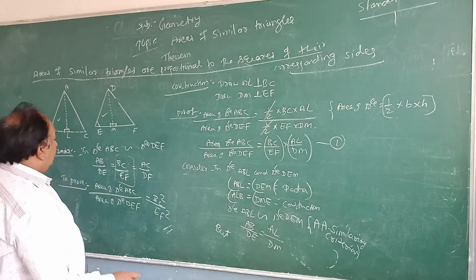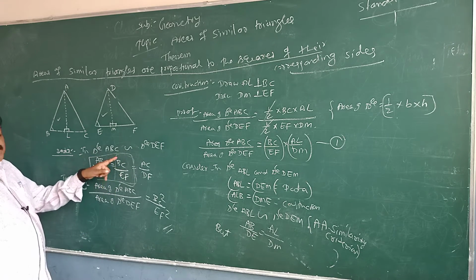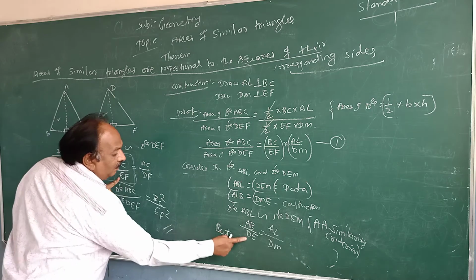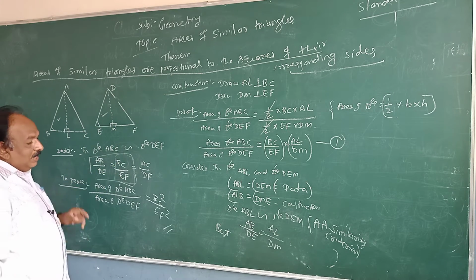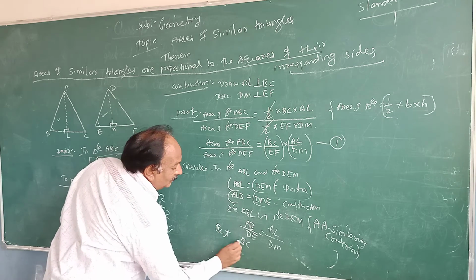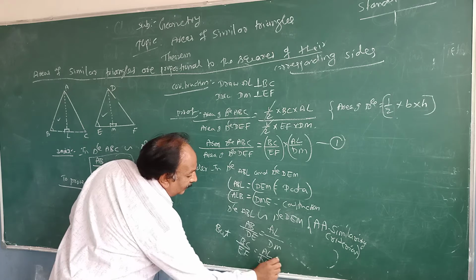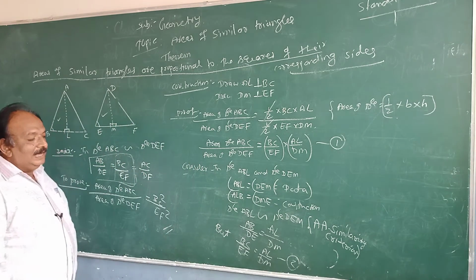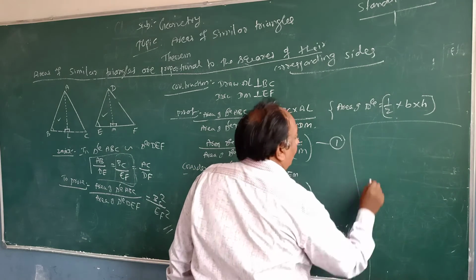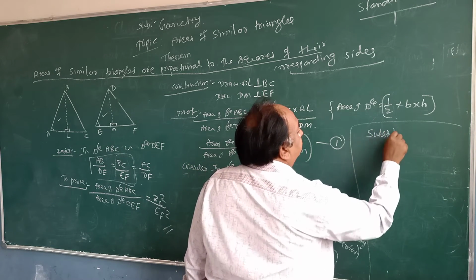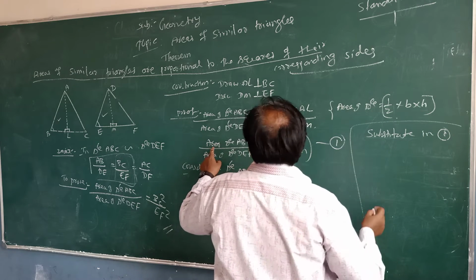But what do we write in the data? AB by DE is equal to BC by EF. In place of AB by DE, in the data, what we have written is BC by EF. So we write BC divided by EF is equal to AL divided by DM. Call it equation number 2. Substitute in 1.